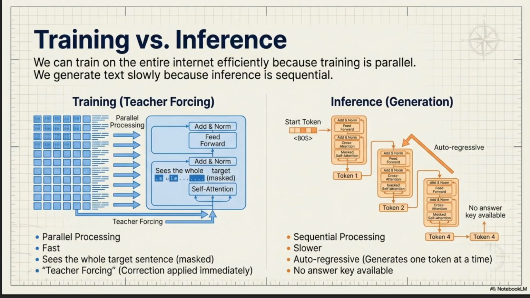This is a critical part, because it is critical to distinguish between how the model is trained and how it is used. In training, we use teacher forcing. We feed the input and the target output simultaneously. Because of masking, we can calculate the error of every single word position at the same time. This is fully parallel and extremely fast. In inference, or generation, it is sequential. We generate one token, append it, and repeat. This is why tools like ChatGPT generate text one word at a time.